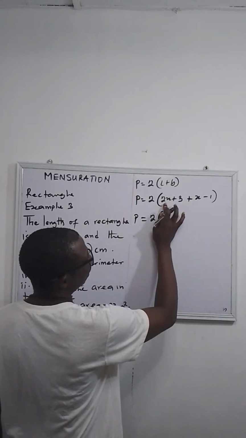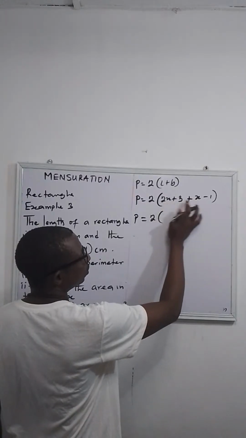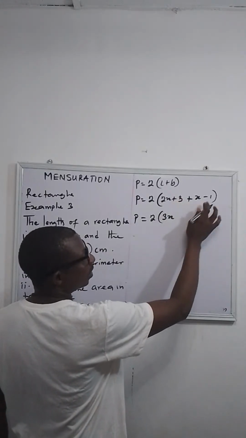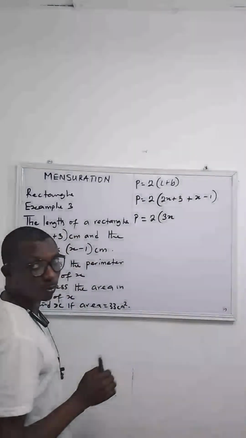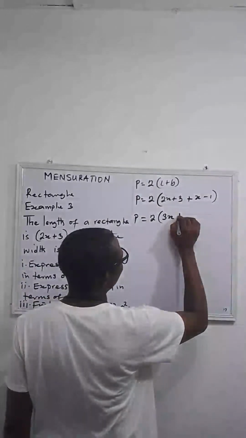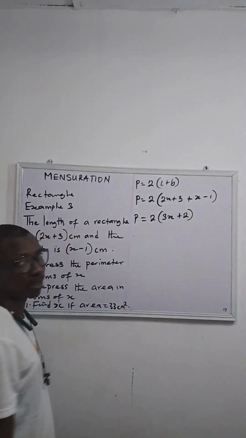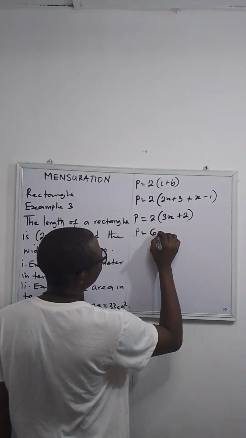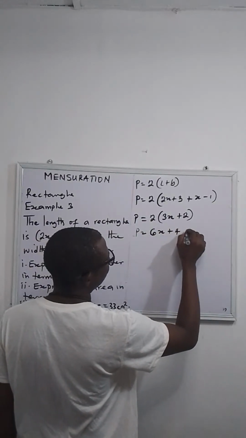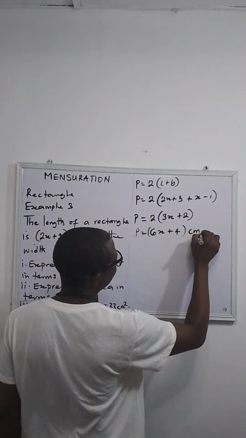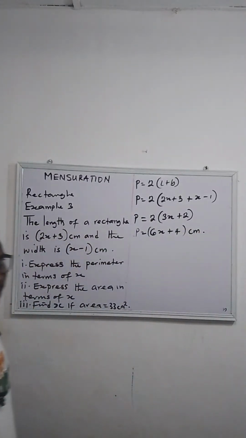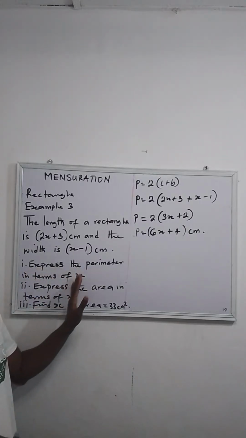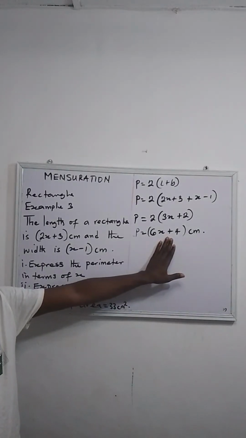Now let's add this and this together because they are similar. So we have 2x plus x. That gives us 3x. And plus 3 minus 1, that gives you plus 2. Okay, so we have plus 2. All right, so now let us open the bracket. So we have P equals 6x plus 4 in centimeters. So this is going to be the answer to the problem. All right, so we have expressed the perimeter in terms of x. So this is the perimeter in terms of x.